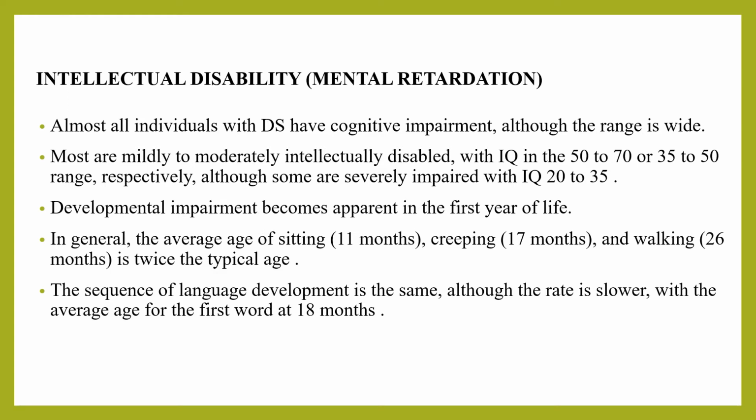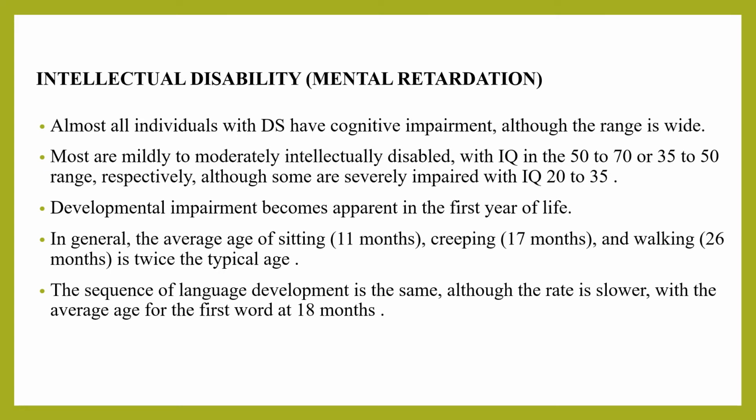When we look at some of the systemic features seen in a child with Down syndrome, the first one is intellectual disability. Almost all individuals with Down syndrome have a cognitive impairment, although the range is wide. Most are mild to moderately intellectually disabled, with IQ in the range of 50 to 70 or 35 to 50 respectively, although some are severely impaired with IQ of 20 to 35.